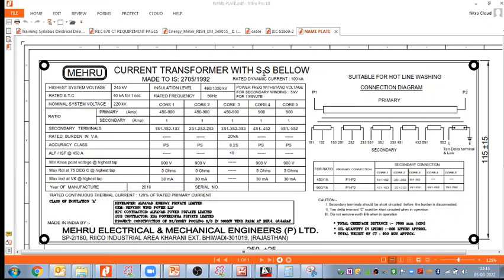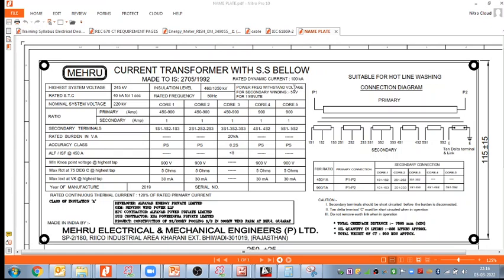Raghunath, anyone? Okay, yes, just trying to understand the technical terms given on the rating plate. Made to IS 2705, because that is the Indian manufacturer, that is why they have put IS 2705. But if this is international, then it should be IEC 61869. Rated dynamic current. What is the meaning of rated dynamic current? I'm just referring to the rating nameplate of the current transformer.